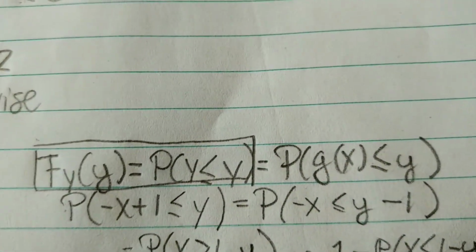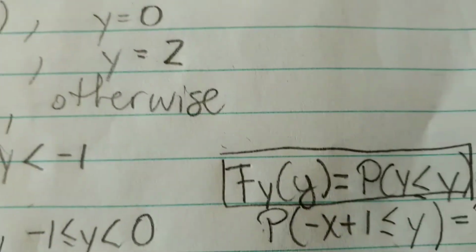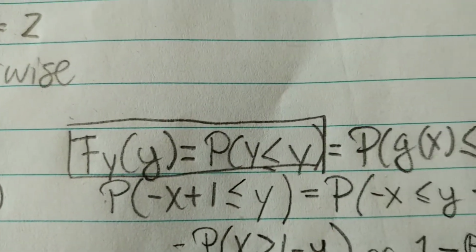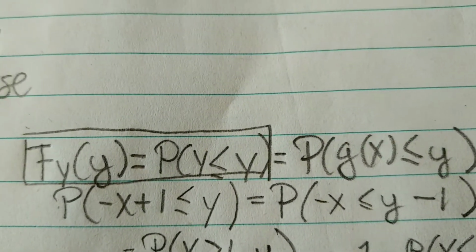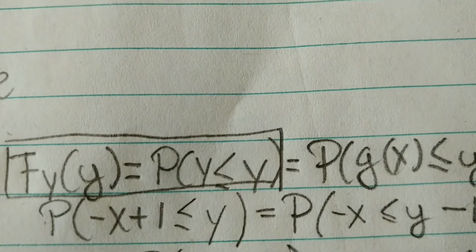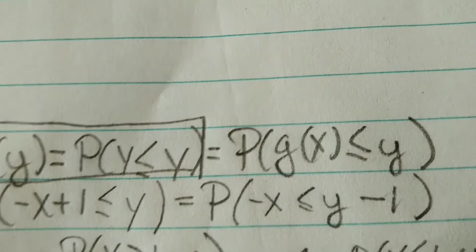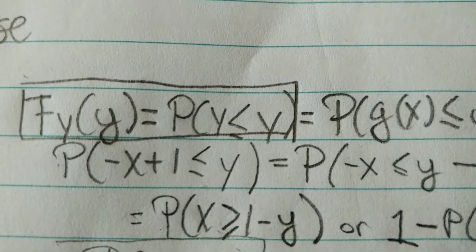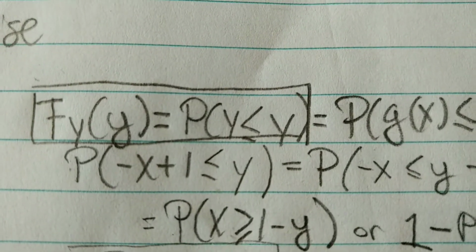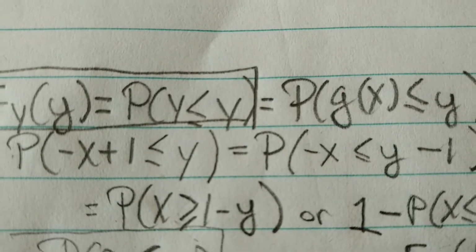And so if I sub in g of x, which was negative x plus 1, and this is when we're solving for when y ranges from negative 1 to 0. So between negative 1 and 0, y is equal to negative x plus 1. And so you start off with that, and you start rearranging it. So negative x plus 1 is less than or equal to y. You could rewrite that as negative x is less than or equal to y minus 1. And then if you multiply that by negative 1, you change all the signs, but you also change the direction of your inequality. So you have x is greater than or equal to 1 minus y.